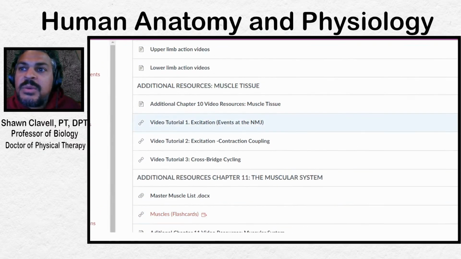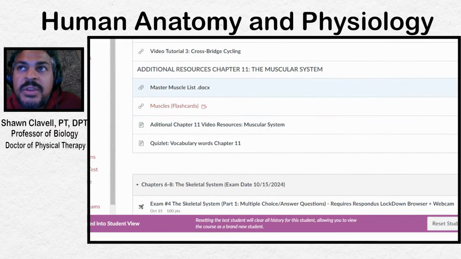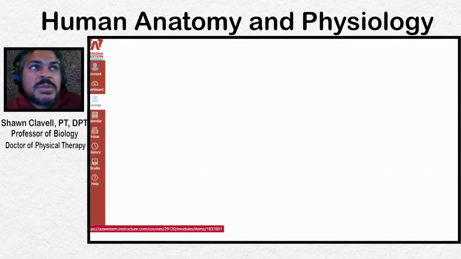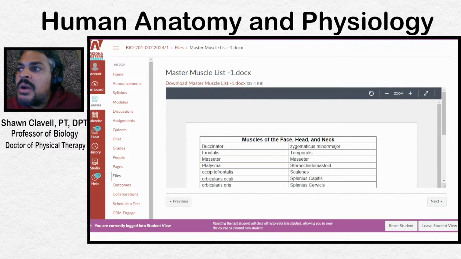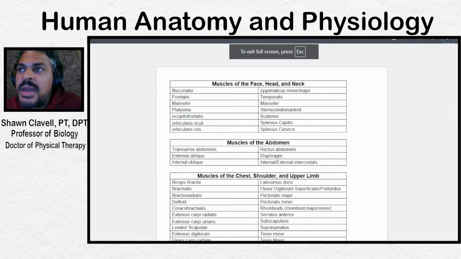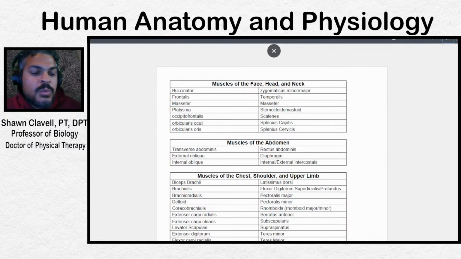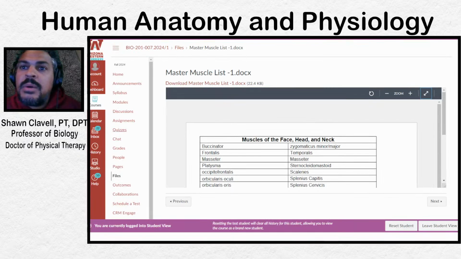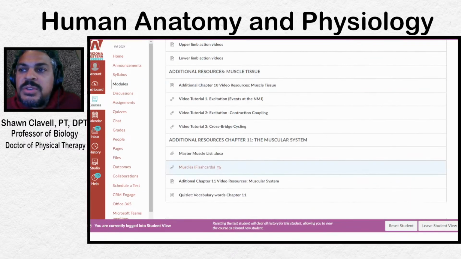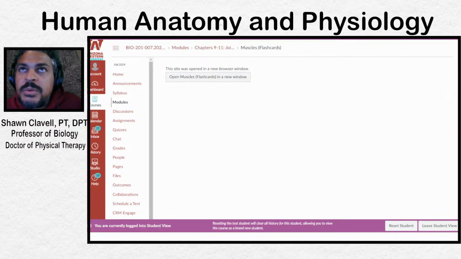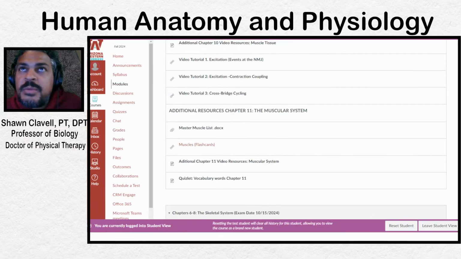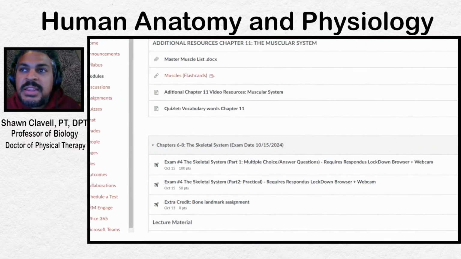And then finally, when we get to chapter 11, remember your master muscle list. All the muscles that are fair game that I will ask you about are located right here on the master muscle list. You can see that list. And then the question is, okay, what is it that you want us to know about these muscles? Well, as I've mentioned, you need to be familiar with the origins, the insertions, and the actions.